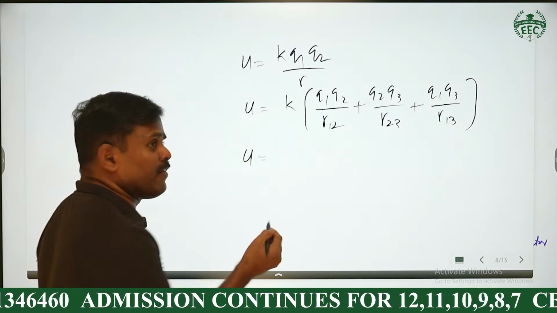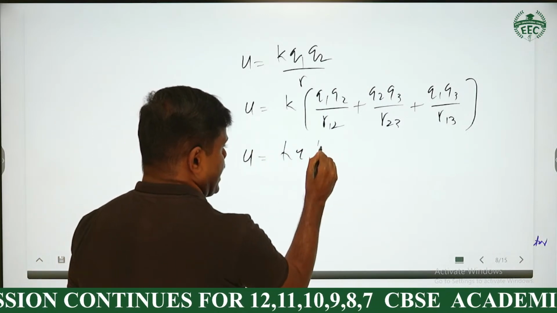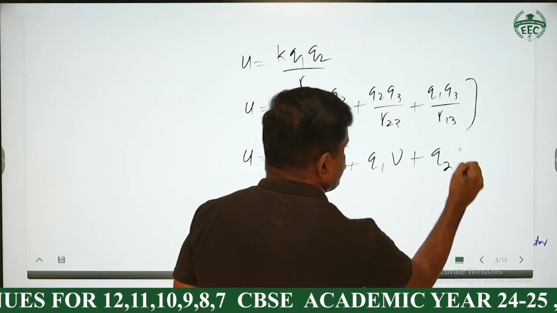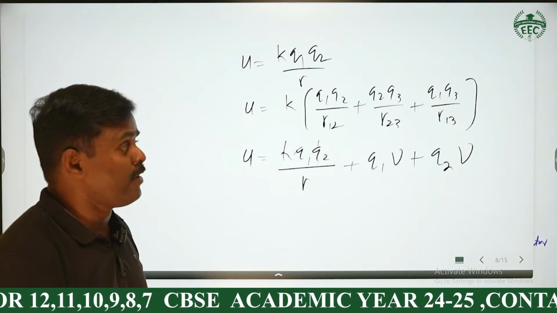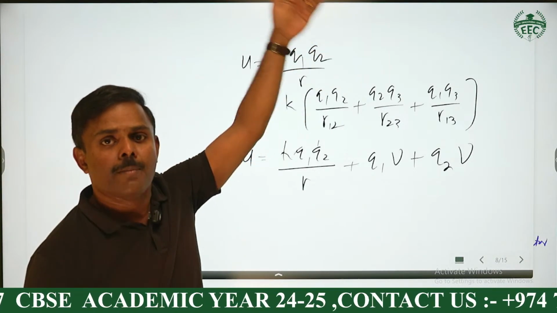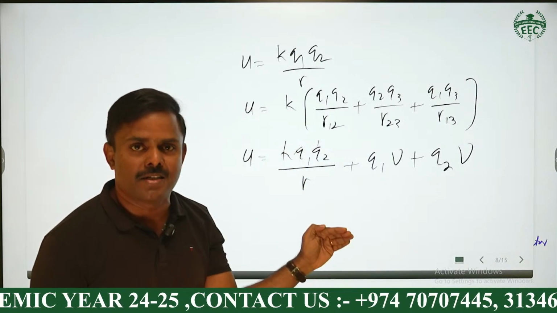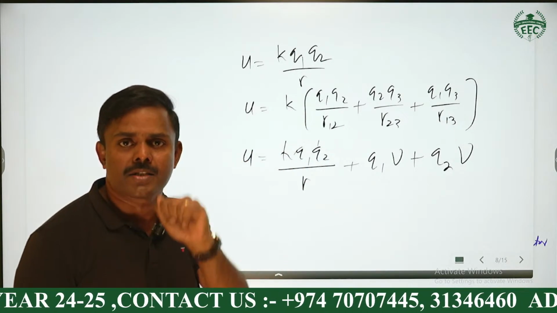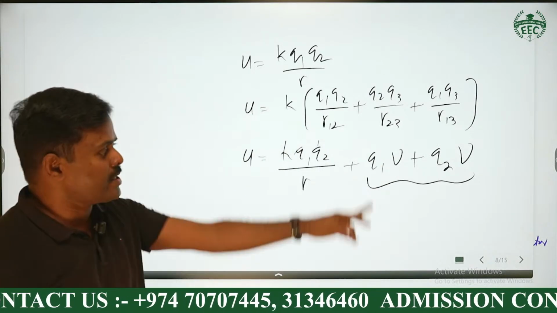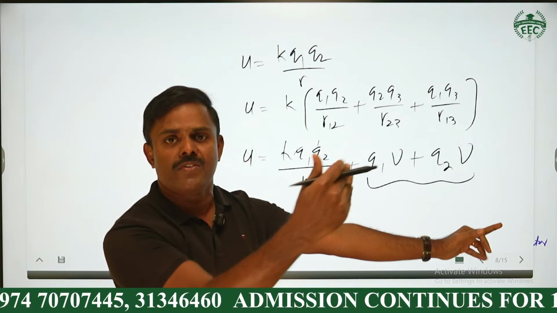Potential energy in an external field also may be asked. That is a small derivation which you have to learn. K Q1 Q2 by R plus Q1V plus Q2V, where V is the potential. You must have done this. This is the potential energy of a two-particle system in an external electric field. In an external electric field, an additional term Q1V and an additional term Q2V come up, one for Q1, second one for Q2.